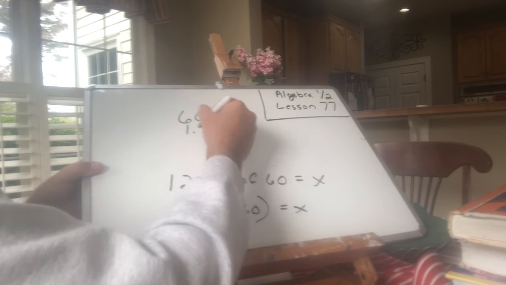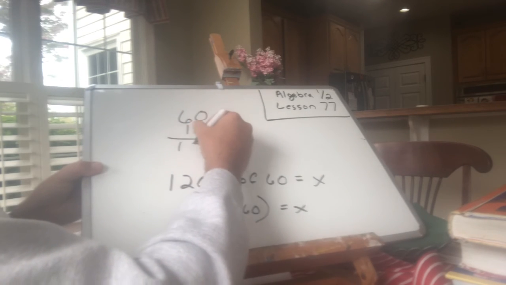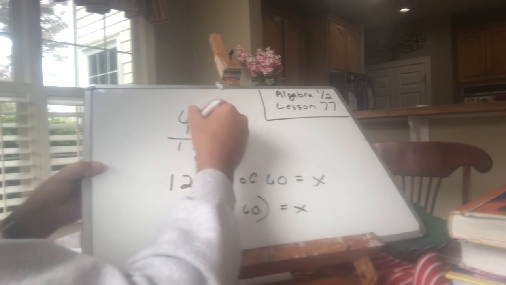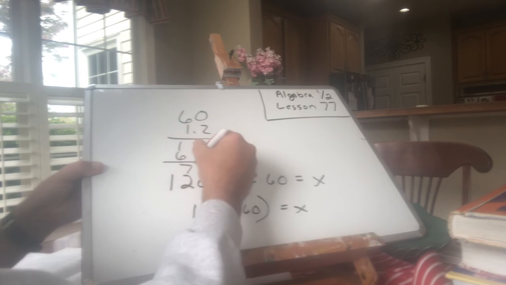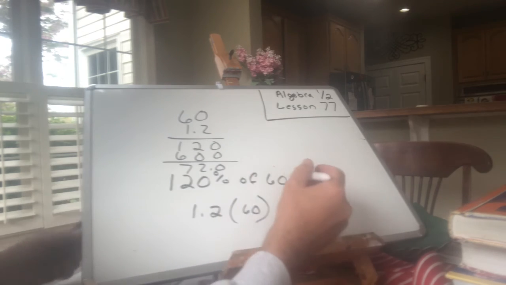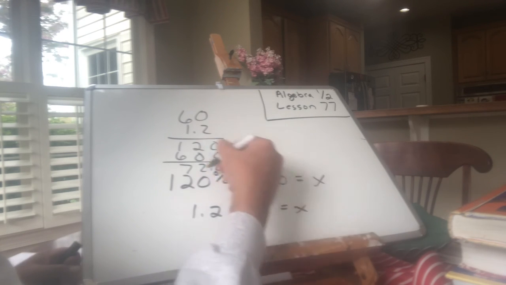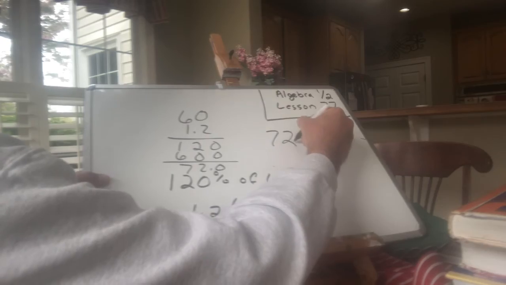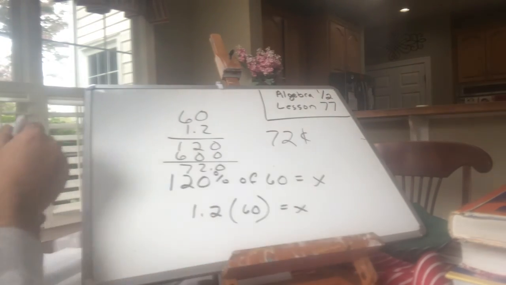60 times 1.2 is 7200. Put in my decimal. That means it's not 60 cents. That's 60 cents right there. It's now at 72 cents.